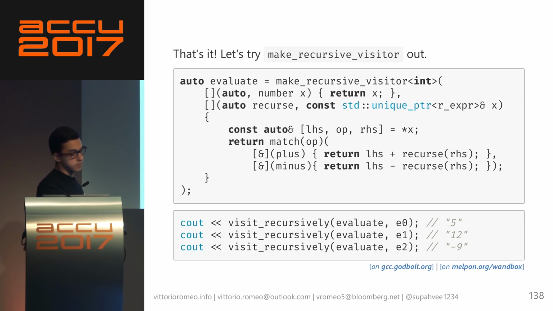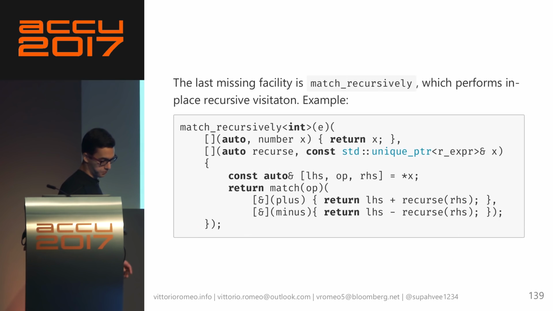And that's pretty much it. What we can do is try it out with make recursive visitor, and we just say we'll return int. We will ignore this auto here in the base case. In the recursive case, we will use it to perform the visitation again on the recursive part of the variant with the visitor that we just defined in place. And this works. You can try it out. You can see the generated assembly on Godbolt, and it just works.